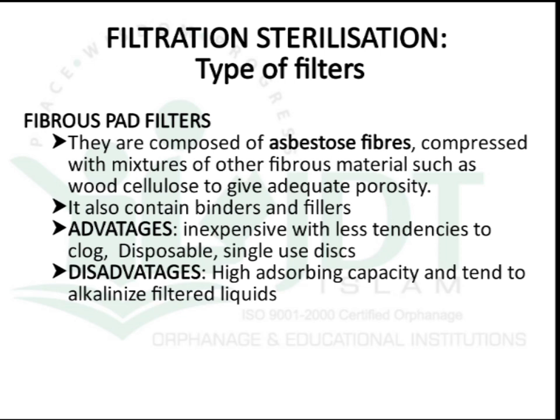They are composed of asbestos fiber compressed with a mixture of other fibrous materials such as wood, cellulose to give adequate porosity. It also contains binders and fillers. Advantages are that it is inexpensive with less tendency to clog, disposable and a single-use disc. Disadvantage is high absorbing capacity and a tendency to alkalinize the liquid.